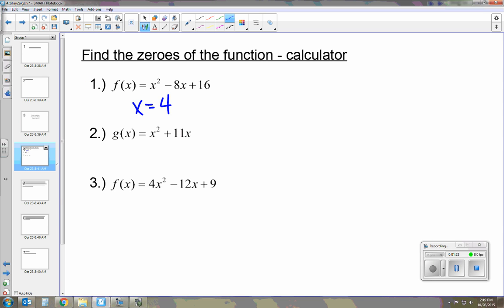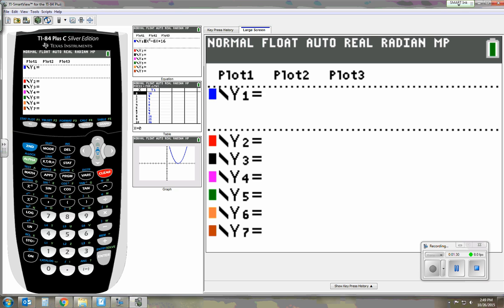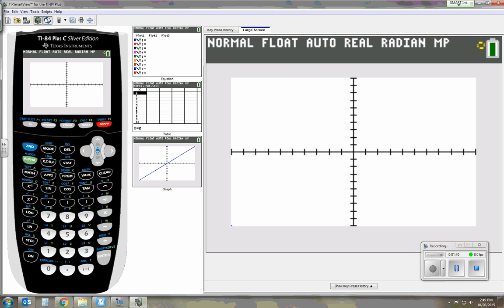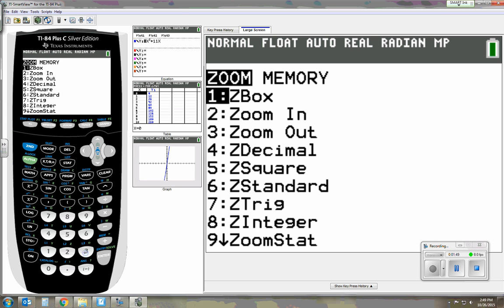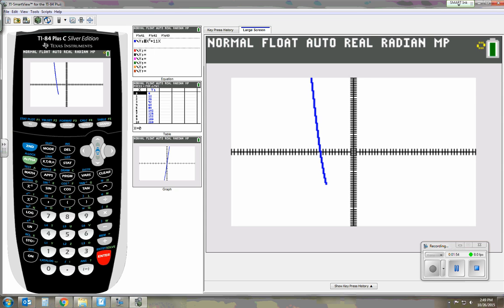We do the same thing for the next one, x squared plus 11x. So we're going to go back to our calculator, y equals, clear out that function, and now we're going to put in x squared plus 11x. So we're going to graph that one. Okay, and this time I think we're going to have to zoom out. So I'm going to click on zoom, and then 3 for out. I have to push enter for it to zoom out. And now we can see where it hits the x-axis twice.